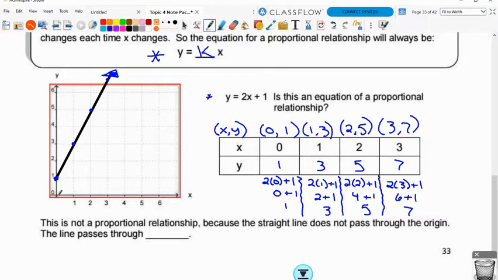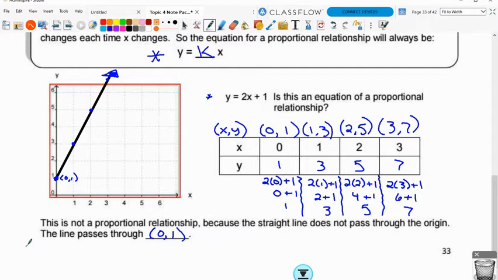The origin is down here, all right? This line starts at this point, which is at 0 comma 1. So this is not a proportional relationship because the straight line does not pass through the origin. The line passes through the point 0 comma 1, all right?